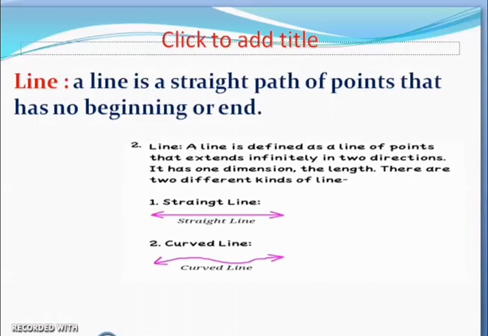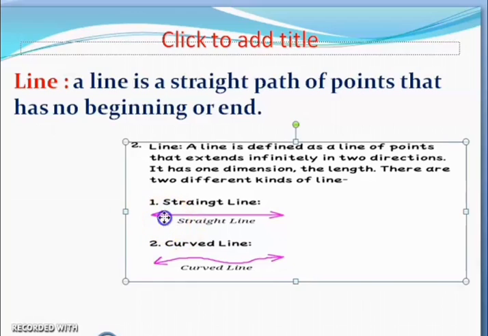After this, we should understand what is a line. A line is a straight path of points that has no beginning or end. Here, this is a straight line and this is a curved line. On this straight line there are infinite points, which when we join them form a straight path. If they form a straight path, then this becomes a straight line.